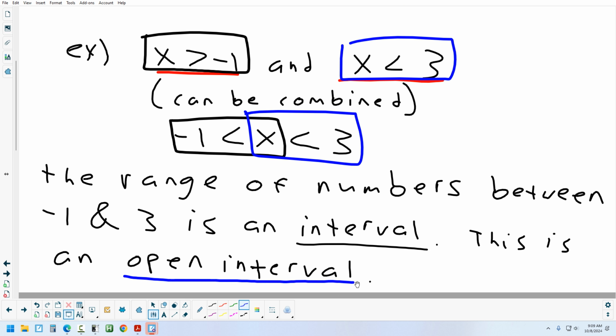So we're going to talk about a few different terms to describe intervals. Open versus closed has to do with, is it a greater than or equal to, or is it just a greater than? Or less than or equal to or less than. That determines if it's open or closed. And then the other thing we're going to talk about is an interval that is bounded versus unbounded.